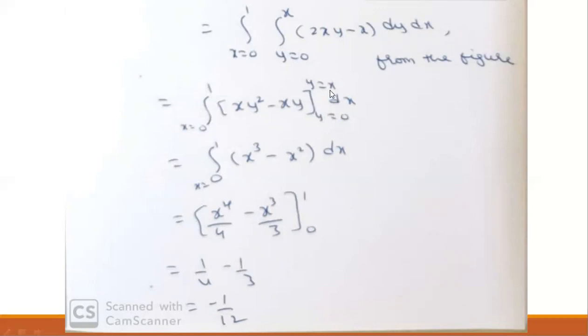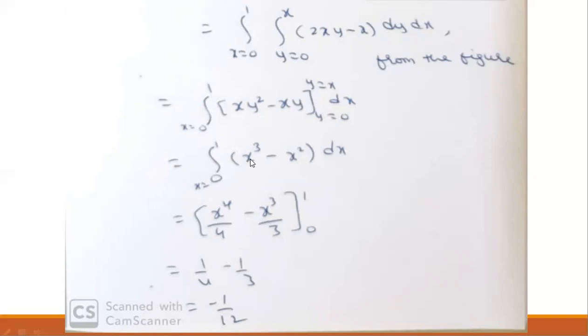Next we shall apply the limits, upper limit minus lower limit. The lower limit is 0, so it is sufficient to find the upper limit. Wherever y is there, replace it by x. So y square is replaced by x square. So x square into x becomes x cube, minus x square. With this expression we need to integrate with respect to x.